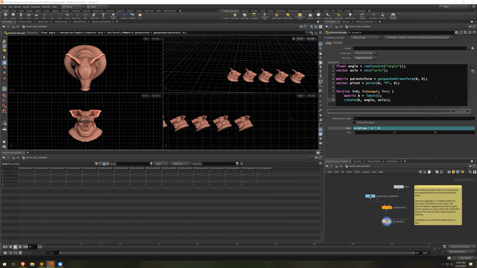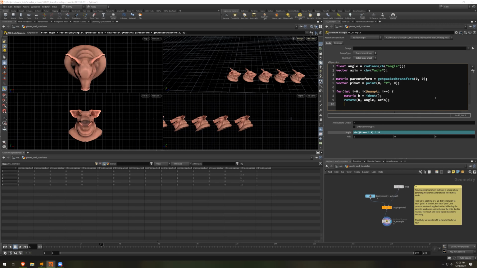Now, I have the parent transform set up here, but I need to get my own transform, and we're going to call that matrix A. So I'm going to say matrix A is equal to getpackedtransform. Again, I'm pulling from index 0 into the wrangle. And the primitive number that I want, in this case, because I'm talking about my own transform for each point, is going to be number I. So I'm getting packed transform I in the loop, the current matrix that's being affected.